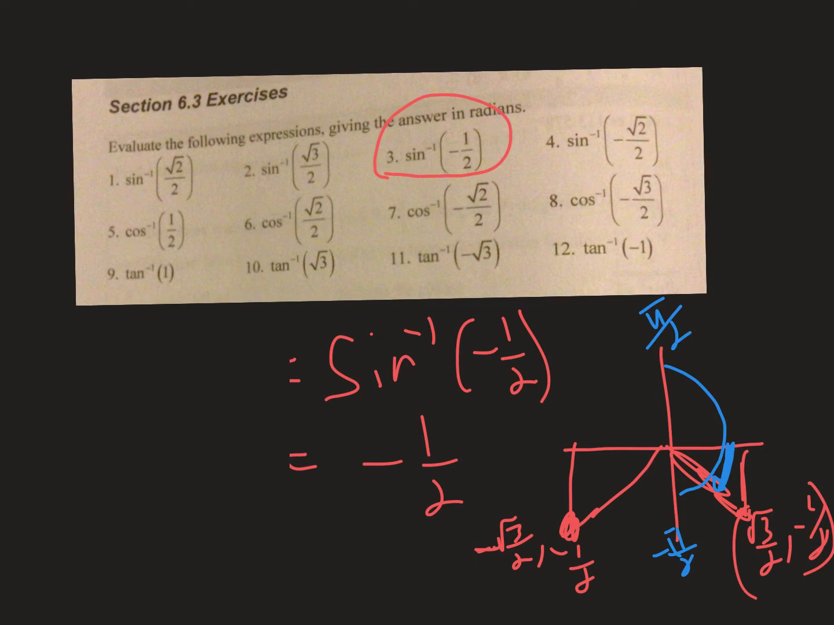So what angle has a sine that's 1/2? Well, first off, we know it's negative because it's down here. And then we ask ourselves, what angle has a sine of 1/2? Well, that works out to be 30 degrees, or pi over 6 if you're talking about radians. They're asking us to do this in radians. And because this is a negative angular rotation, the answer is negative pi over 6.